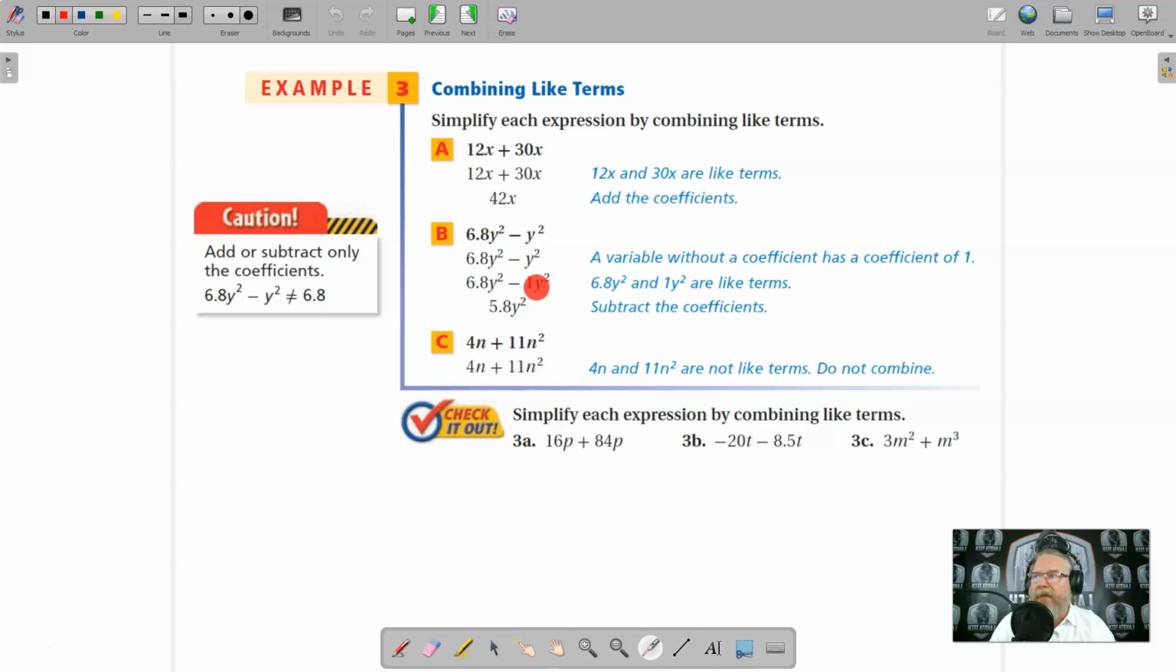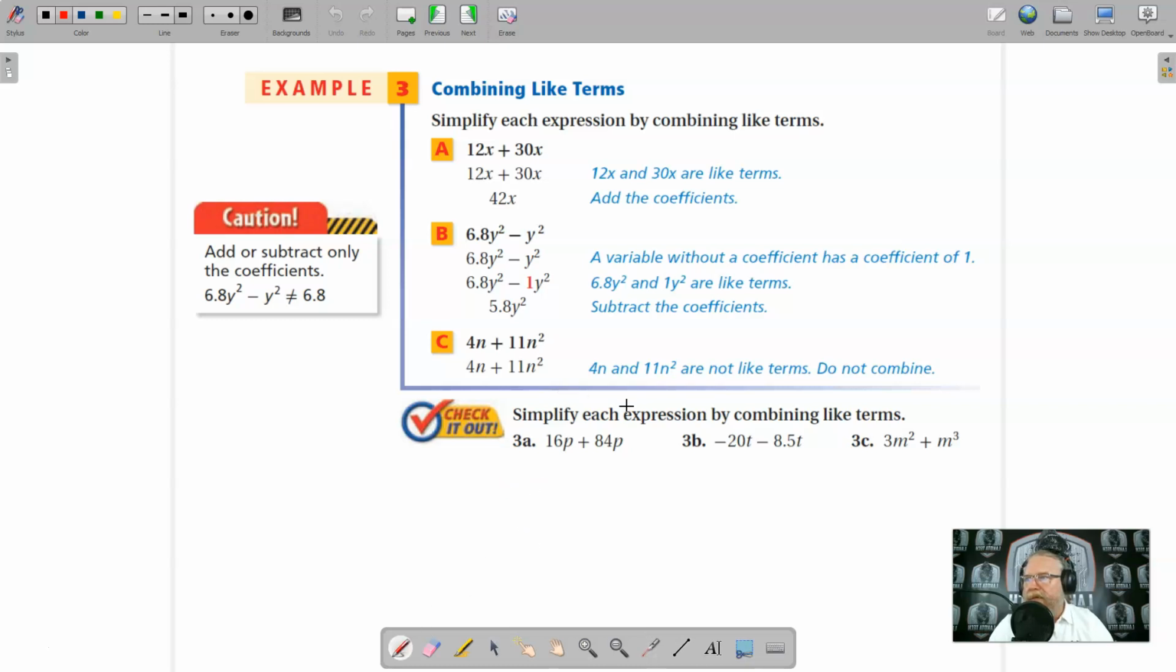So we can do the 6.8 minus 1 to get 5.8. What about 4n plus 11n squared? Well, as you can see here, it says they're not like terms. And indeed they are not, because where they both are in terms of n, the first one here is n to the first, but the second one is n to the second. So the variables match, but the exponents don't match. So they indeed are not like terms. They have to be the same variable raised to the same power in order to combine them.